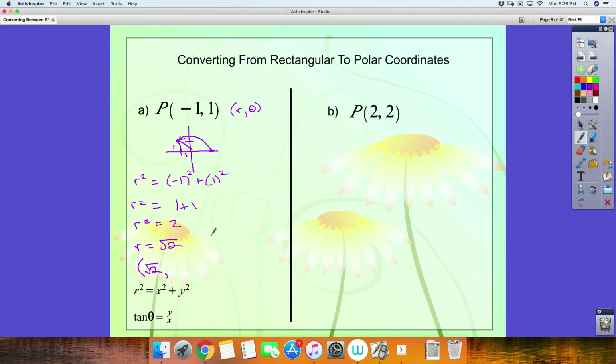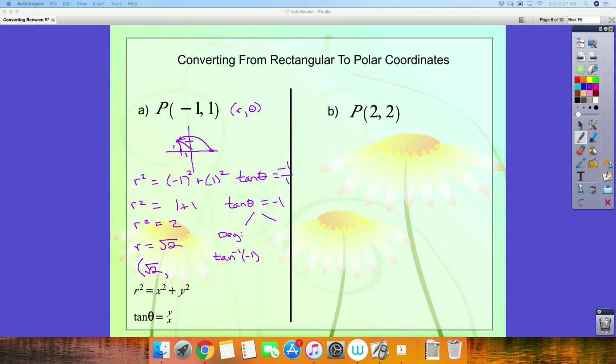Now I need to find my theta. So our rule for theta is tangent theta equals negative 1 over 1, which gives us tangent theta equals negative 1. Now there's two ways you can go from here, depending on if you like radian or degree mode. If you like degree mode, you can go ahead and take your calculator and do inverse tangent of negative 1 and see what that gets us.